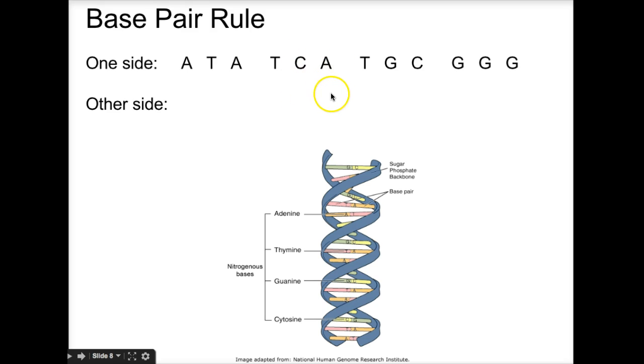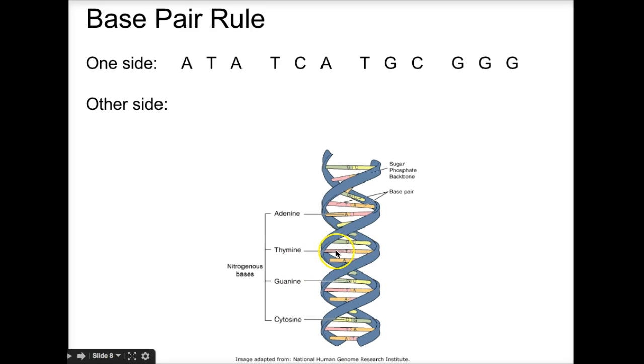this A will give us a T, this T will give us an A, this G will give us a C, the C will give us a G, G will give us a C, and G will give us a C. It's kind of like matching. It's very simple once you get it. Again, A pairs with T, and G's and C's pair together, and you can see that going here.